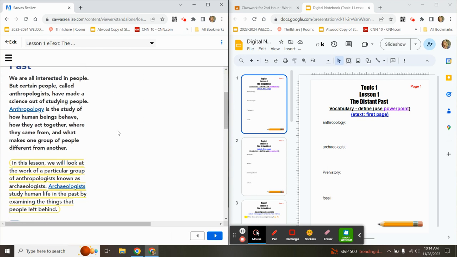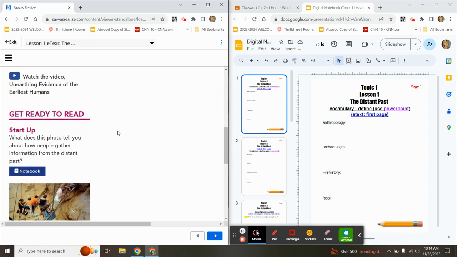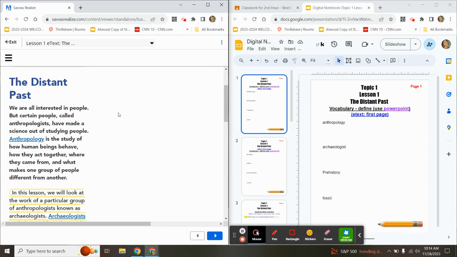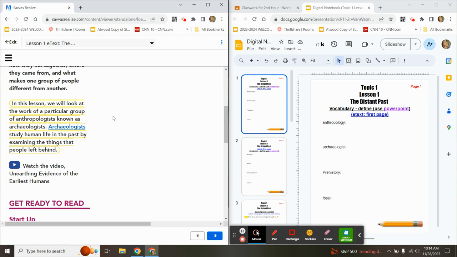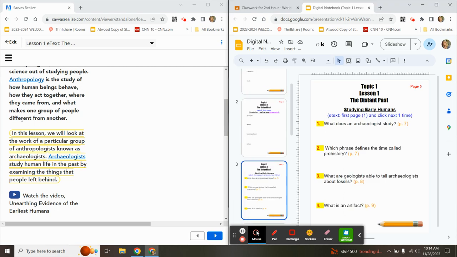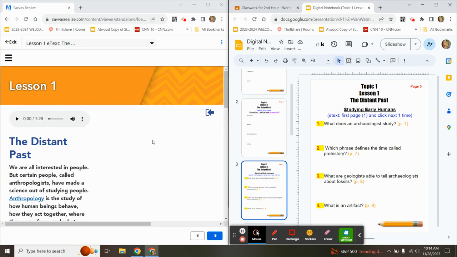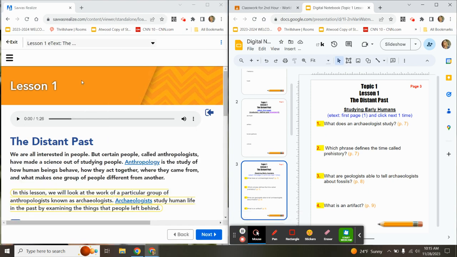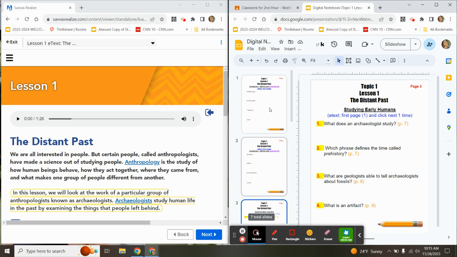Let's just look through here quick. As you are looking through, you can see that I have circled something. I'm just going to give you a quick peek into it. On page 3, it is because it goes with number 1. So I highlight or circle things in the e-text to help you with your answers. All right, let's go ahead and start listening to this lesson.